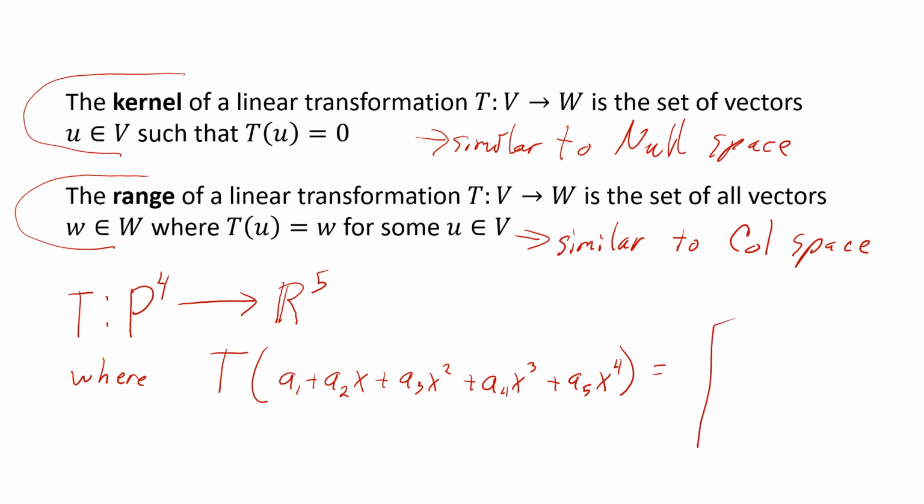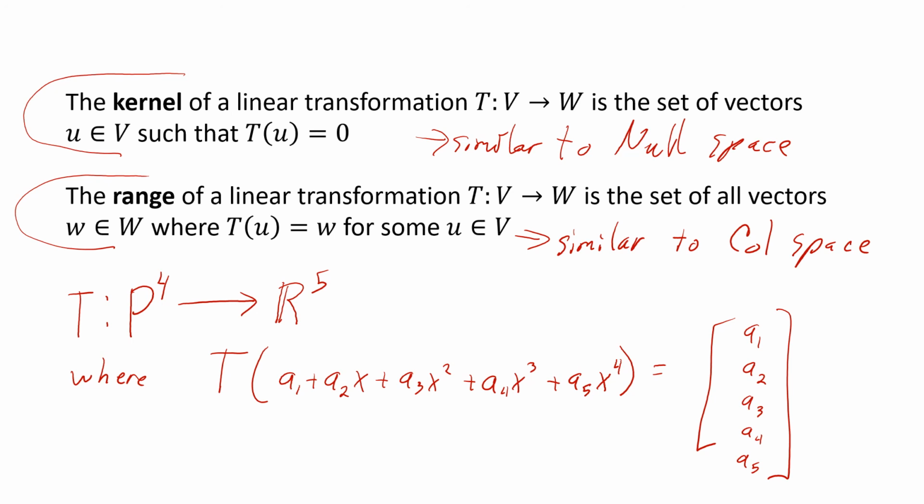That equals the vector A1, A2, A3, A4, and A5. That's a transformation from a vector space into another vector space. Now, because we aren't doing Rm into Rn, it isn't obvious what the matrix is that's associated with it. So finding that matrix is a little bit more complex here. So in this case, we would talk more about the kernel and the range of this transformation.